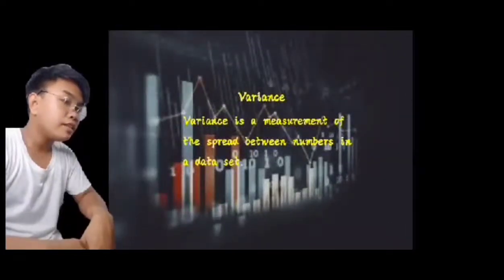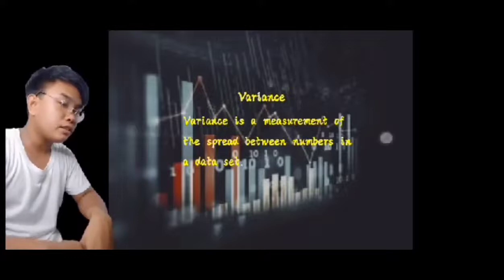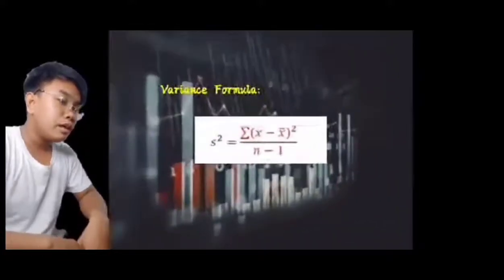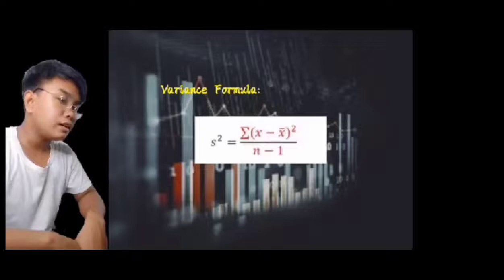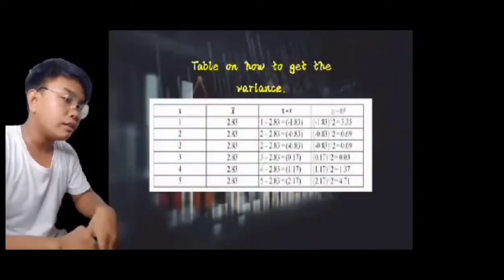Variance. Variance is the measurement of the spread between numbers in a data set. Variance formula. S squared is the variance symbol. S squared is equal to the summation of the quantity x minus mean squared over n minus 1. x is the given value in the data, and n is the number of values in the given data. Table on how to get the variance.